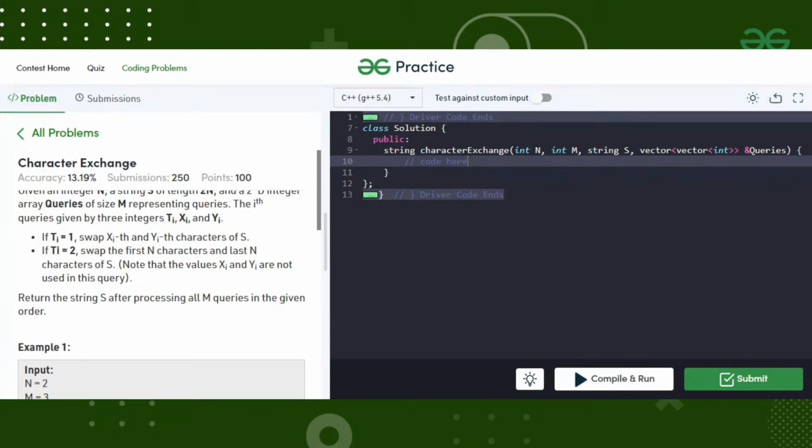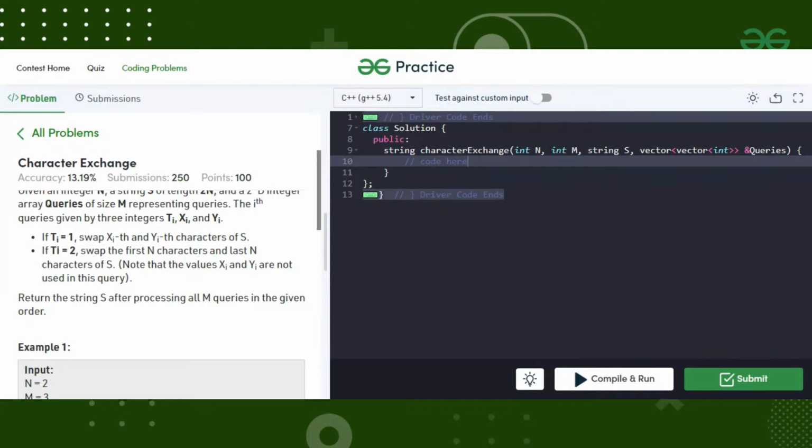See, how we can solve this question is that we will need to have a variable, let us say flag. It will keep track of whether the swapping of the first n characters with the last n characters has been done or not. If its value is true, it means that the first n characters have been swapped with the last n characters at some point during the query processing. Every time t is 2, you will need to swap the first n characters with the last n characters. Also, there is one thing about swapping that I want you all to know.